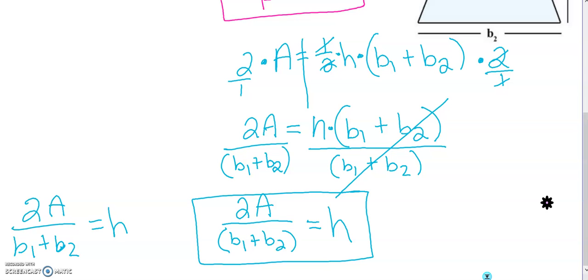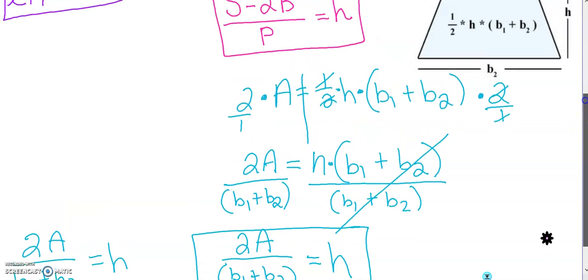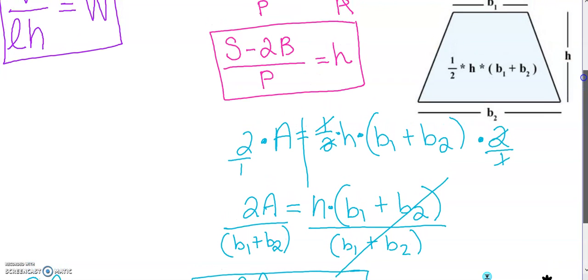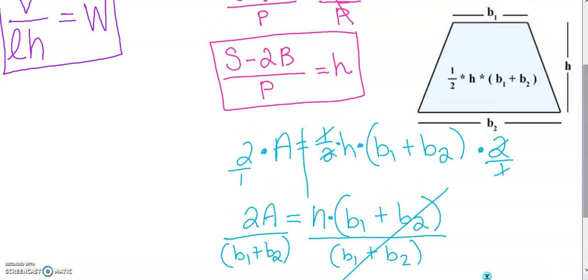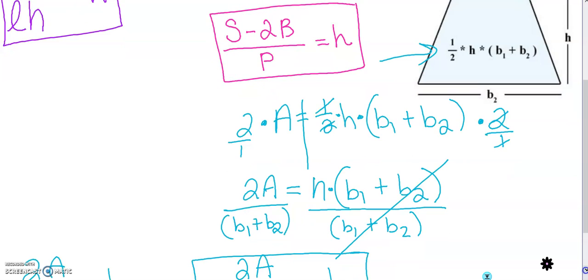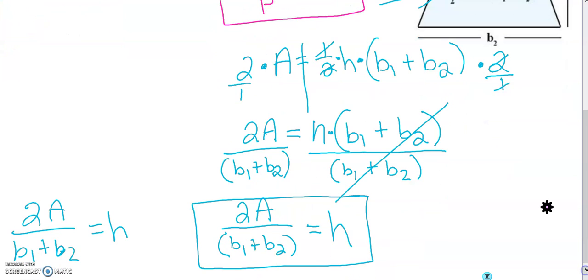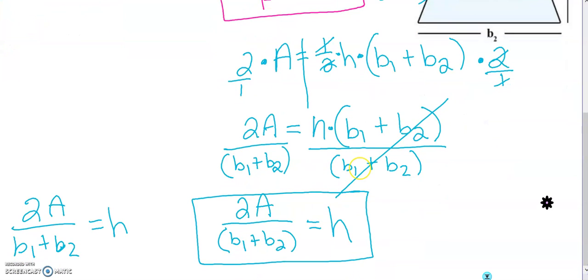Now what did we do? We just took an equation that was solved for area and manipulated it so it's now solved for H. So if I go back to my picture, maybe I'm given the area. Maybe I'm given each of the bases and I'm asked to find H. Now, do you want to go ahead and plug all those values into your original equation and then solve? Probably not. You'd probably want to just go ahead and plug everything in here.